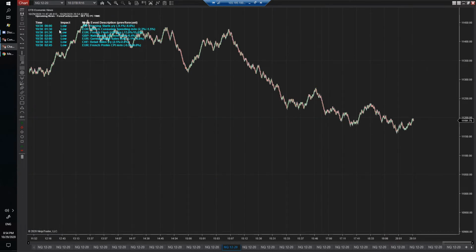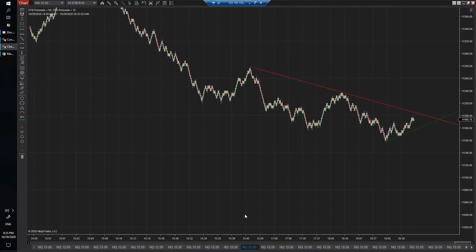Our next indicator is just the economic news, so that will just be helpful to know which news events could impact price. So that is a simple indicator, and it's just going to give you the next few economic alerts that are coming up.